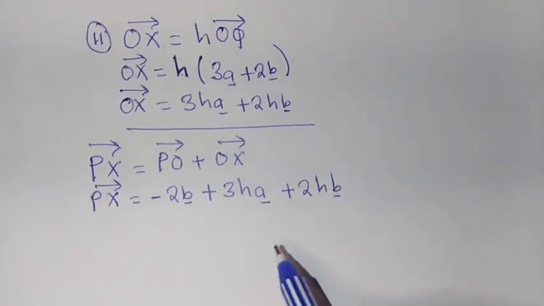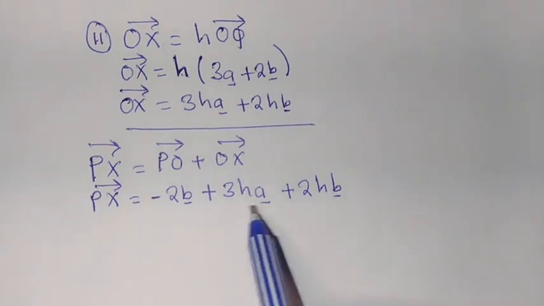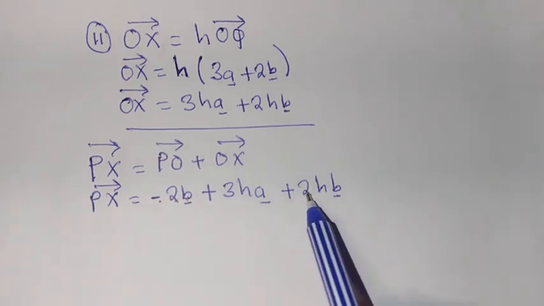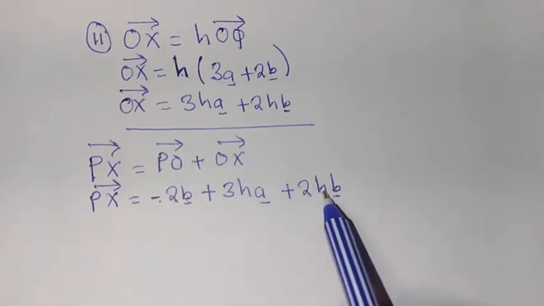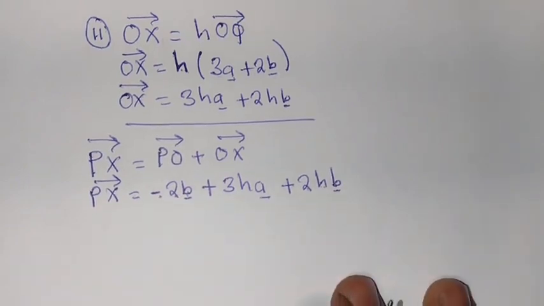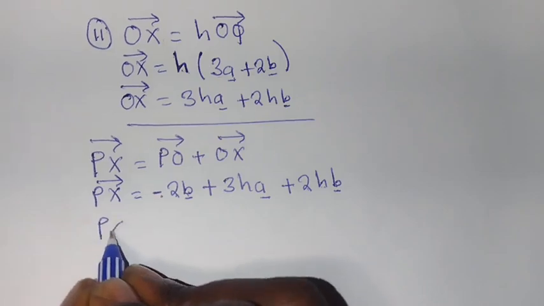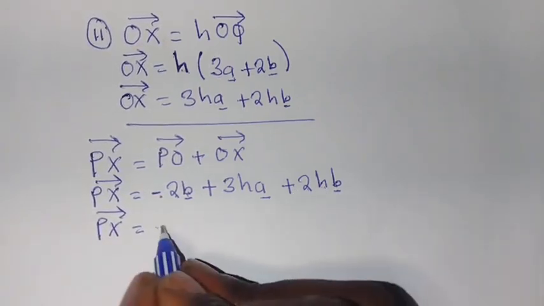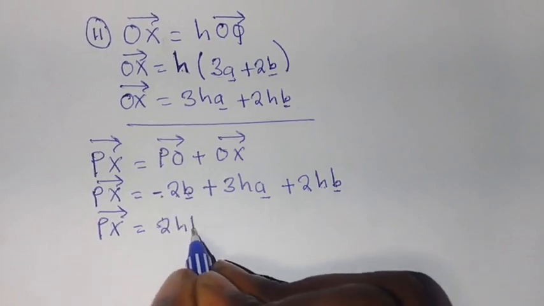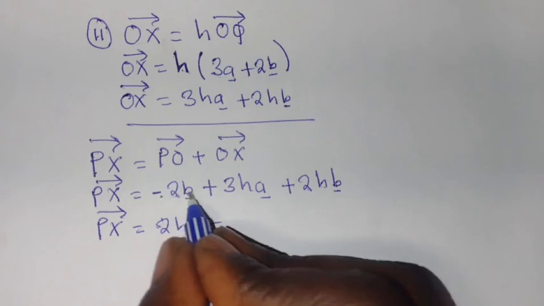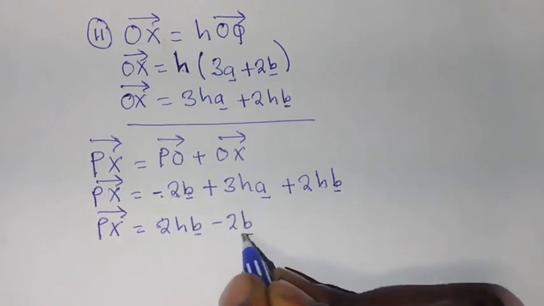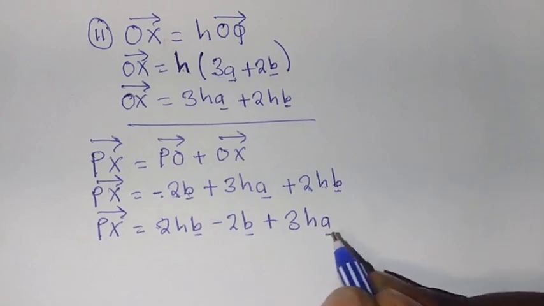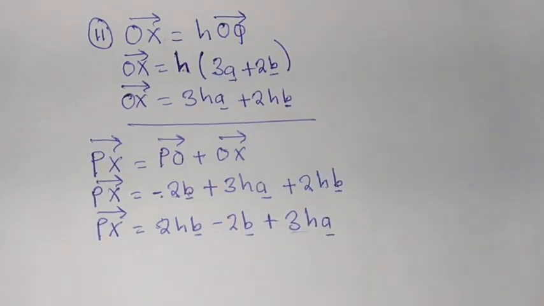Now, group the like terms together. You can see here you have negative 2B, there is a B. Even here you have 2HB, there is a B. So let this one go this side. So we are going to have something like this. PX equal to positive 2HB minus this 2B vector, then plus 3HA. So this one doesn't have its like term.